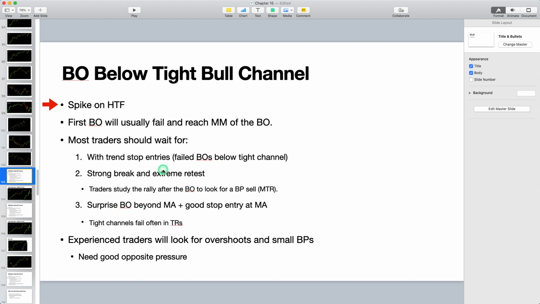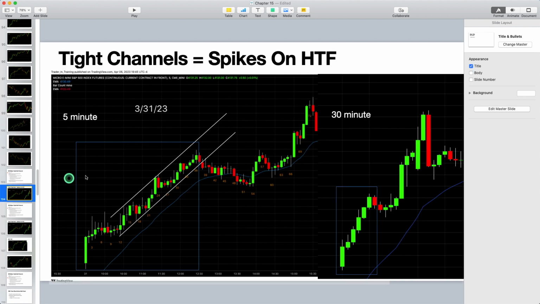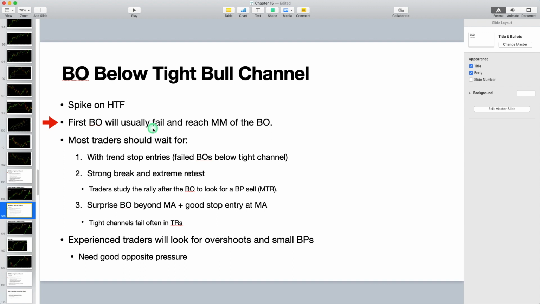So now that we've talked about breakouts of channels in general, we're going to talk about how to trade breakouts below tight bull channels. So we mentioned that a tight bull channel is a spike on a higher time frame. It often is. And so that first break below a tight bull channel will usually fail, and Al says that it often reaches a measured move of the breakout.